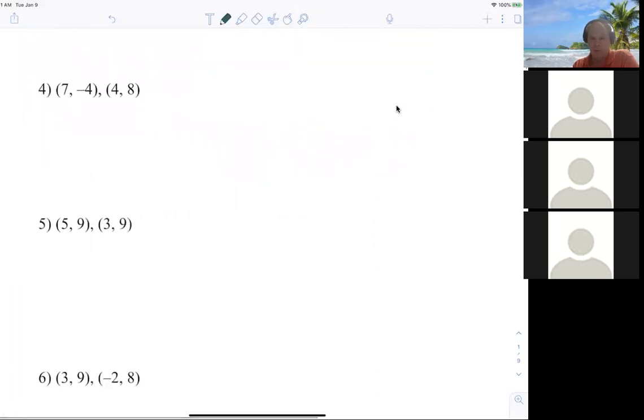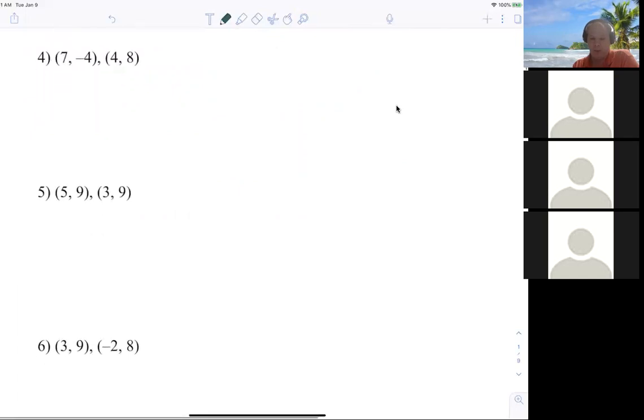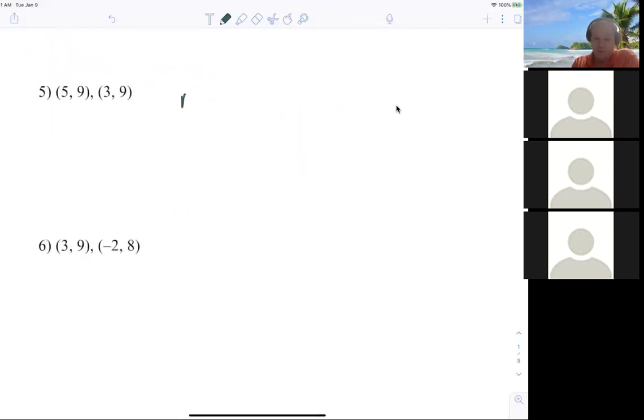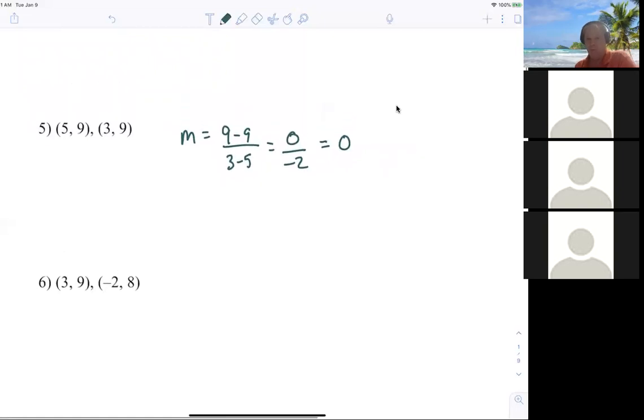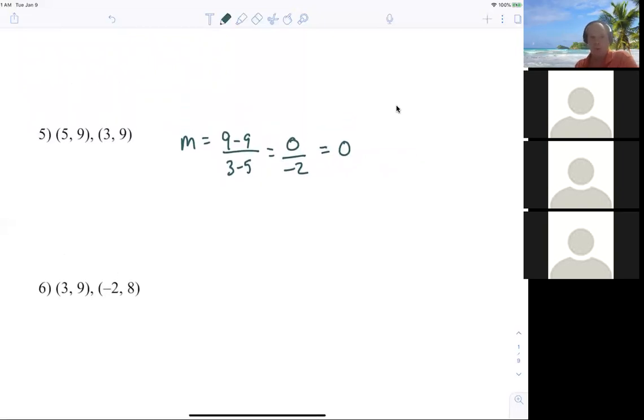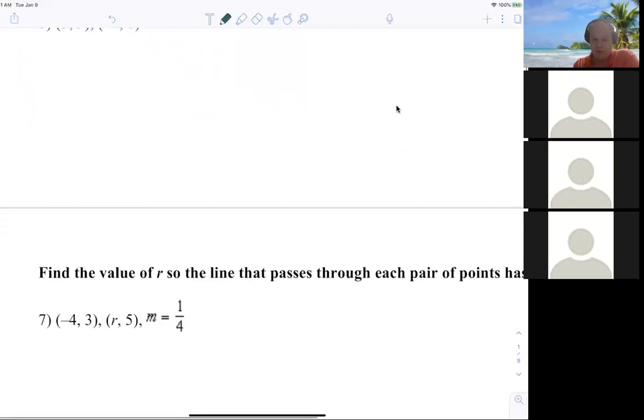Now number 5. Slope for y's, 9 minus 9, over subtract the x's, 3 minus 5, 0 over -2. Remember, 0 over anything is, in fact, 0. Okay? Anybody have any questions? All right, let's check out number 7.